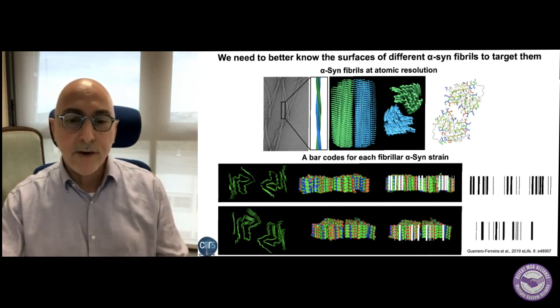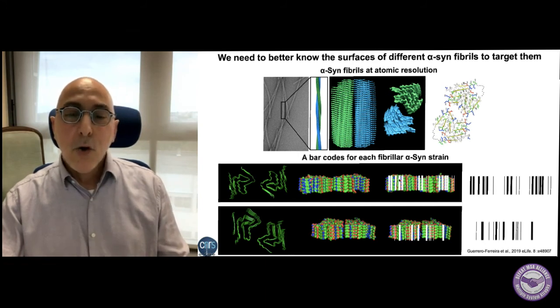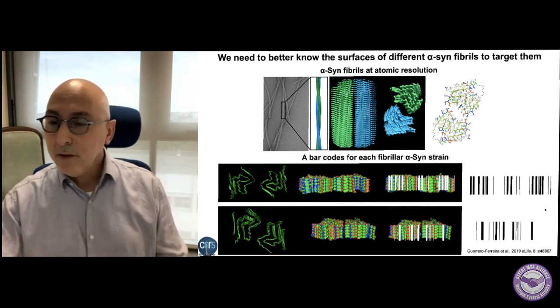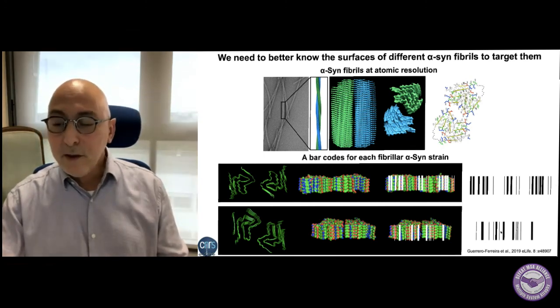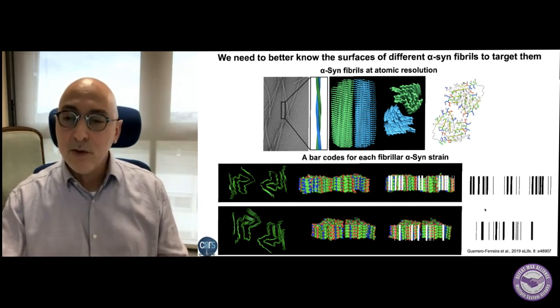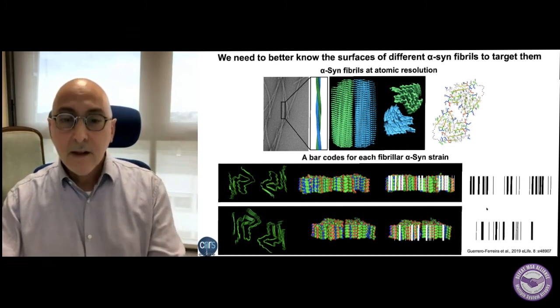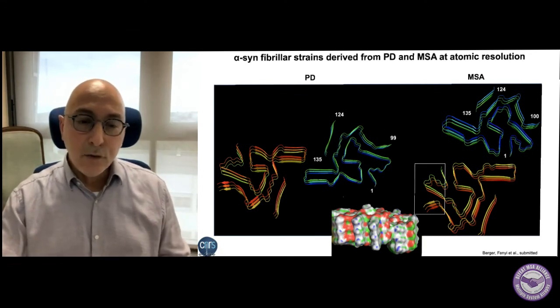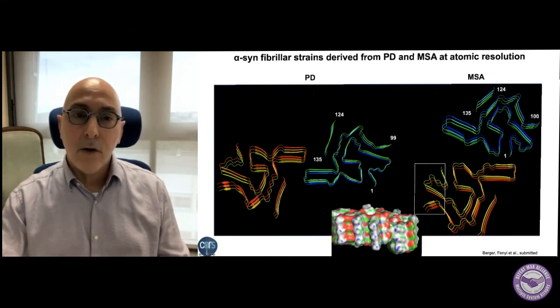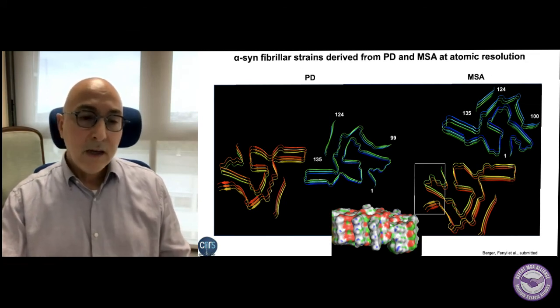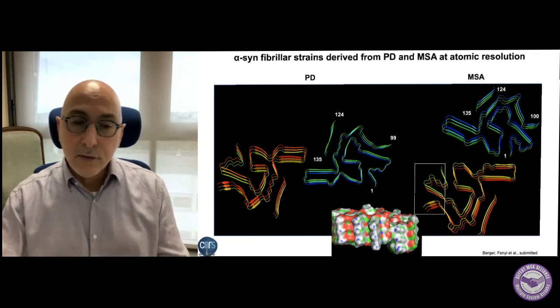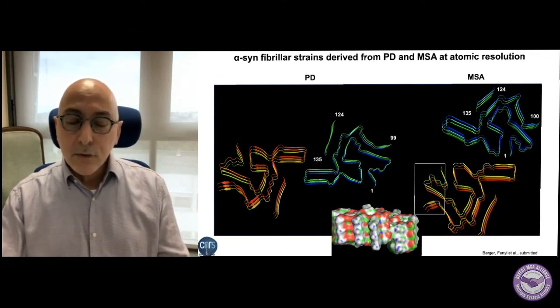The acidic amino acids are in red. The basic amino acids are in blue. Now, if you replace the blue and red by large or thin bars, you end up with a sort of barcode that allows you to distinguish these different kinds of fibrils we generated in test tubes. More recently, we solved the structure of fibrils derived from PD patients or MSA patients. And as you can see, the structure is different, meaning that the surfaces are different.